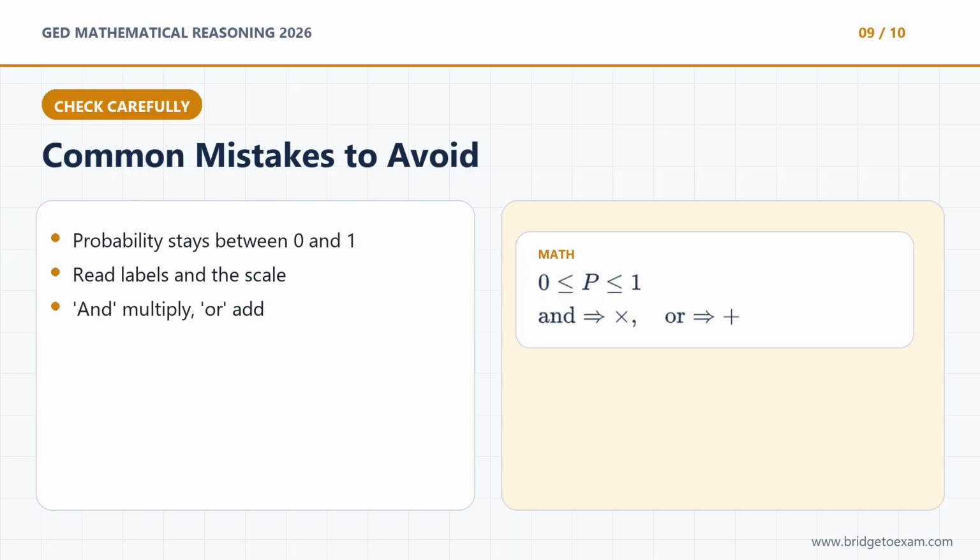Remember these. A probability can never be more than 1 or less than 0. So if you get a number like 2, you made a mistake. Read chart labels and the scale carefully before you calculate. And for independent events, multiply. But for the word "or," you usually add.